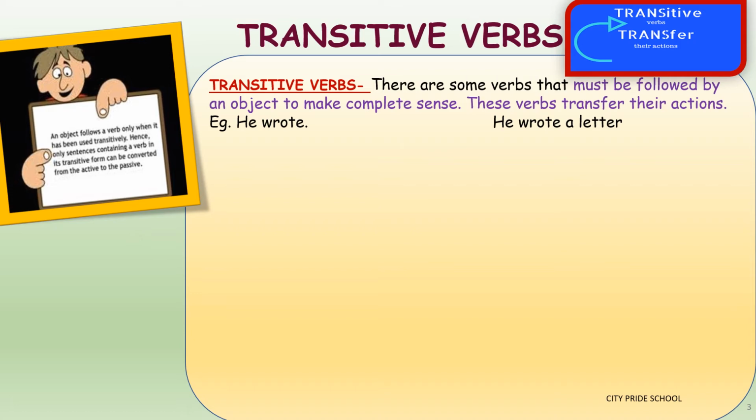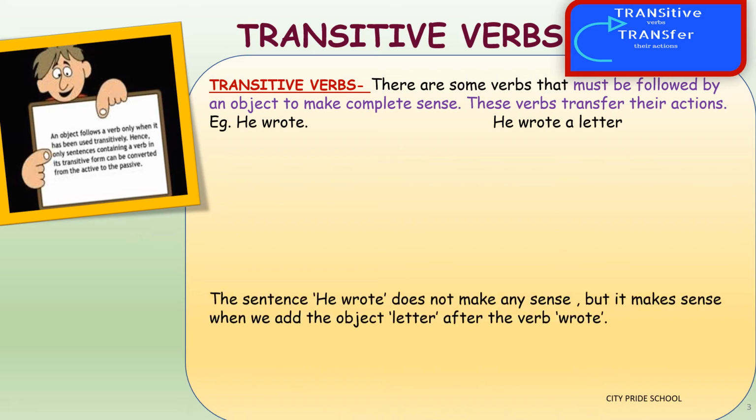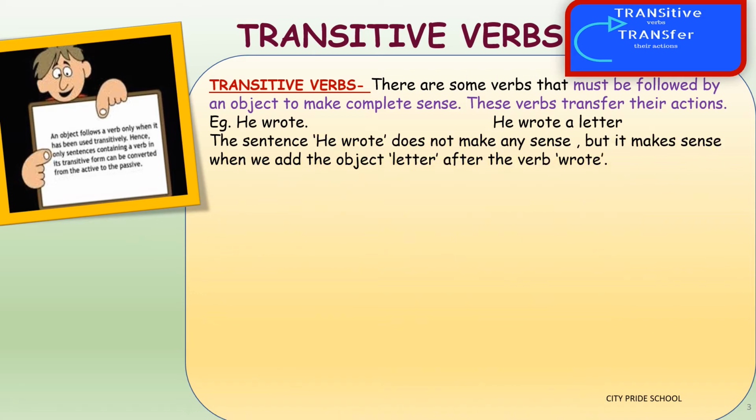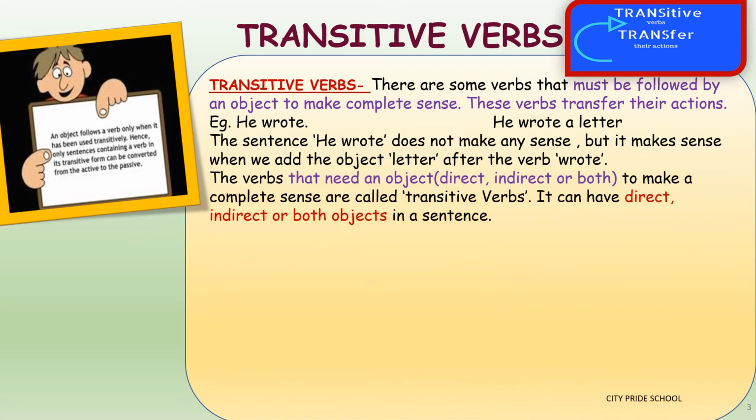So transitive verbs actually transfer the action to the object. They need an object to make complete sense. Now this I have already discussed with you, that why he wrote a letter. A letter is actually completing the sense here. Now a transitive verb can have a direct object, can have an indirect object, or both in a sentence.